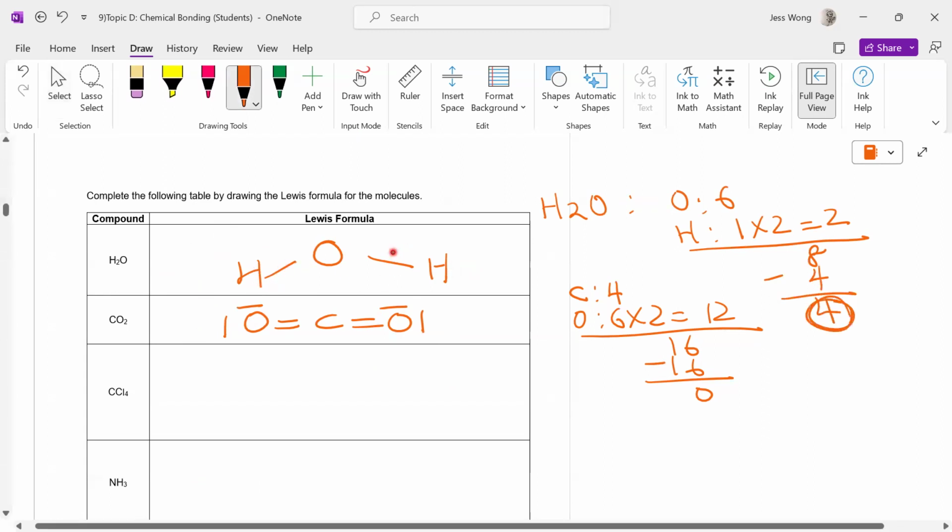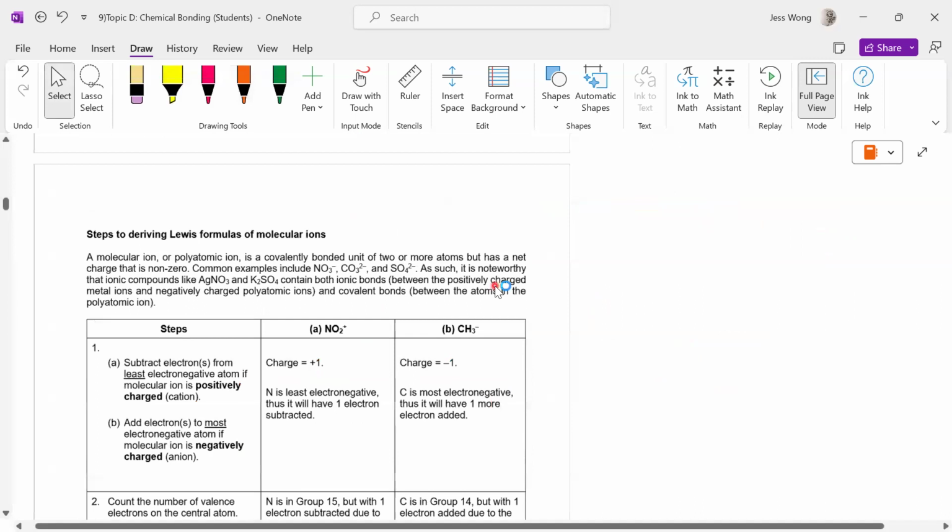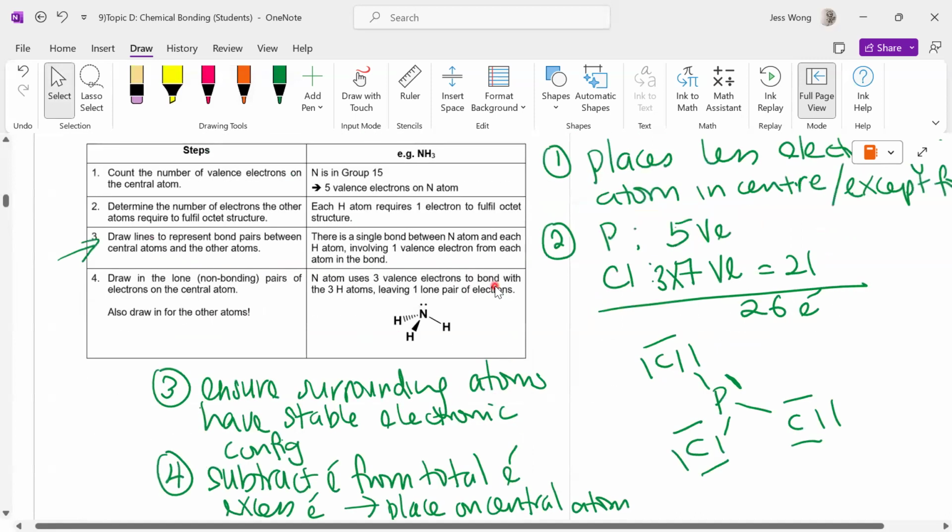And what do I do with this? I will put them on the central atom. And after that, I double check whether this has an octet. 2, 4, 6, 8. All right, that's how you draw your Lewis structure for atoms.